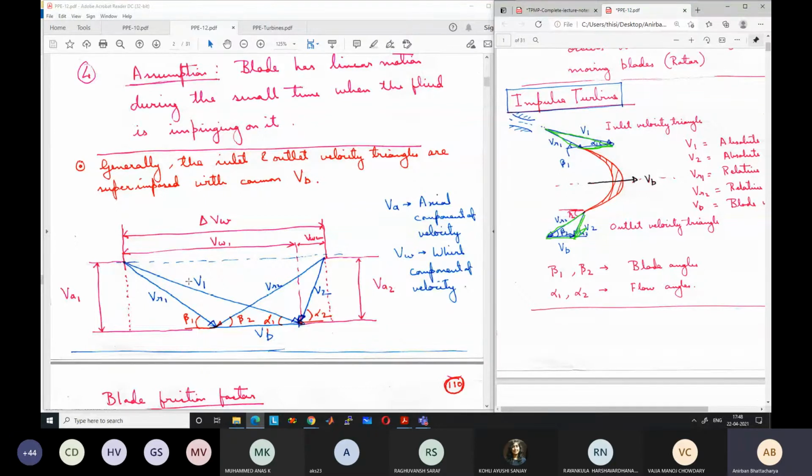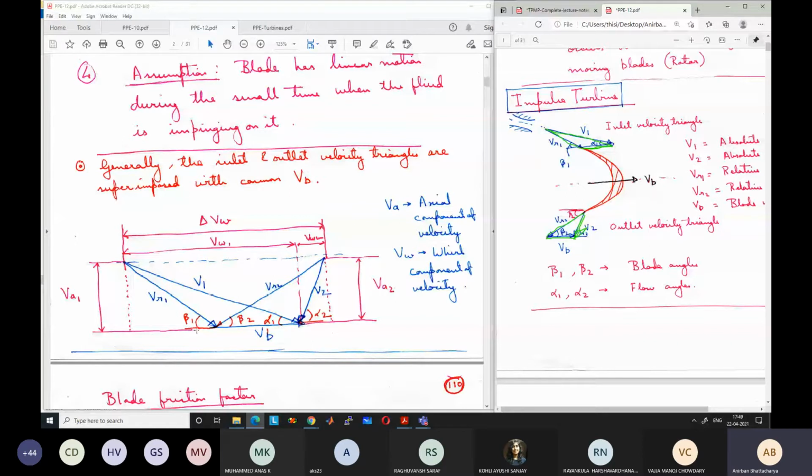So the inlet velocity triangle is drawn here. We have vr1 at an angle beta 1. You can compare with this diagram. vr1 at an angle beta 1 plus vb is equal to v1. So vr1 plus vb is equal to v1. v1 is at an angle alpha 1, as you can see here, and vr1 is at an angle beta 1.